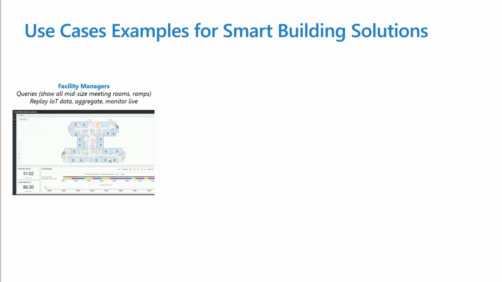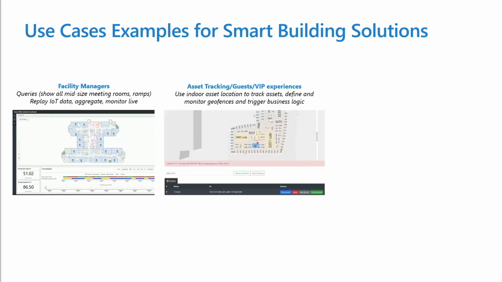As I mentioned before, this is a great use for facility managers to query the capability of the meeting rooms, and this will rely on IoT data to get the sensor data and the devices that are in each room. We also have asset tracking to provide tracking of devices and define and monitor geofences in your buildings. This can help you to trigger business logic, for example, in a laboratory or in a meeting room.